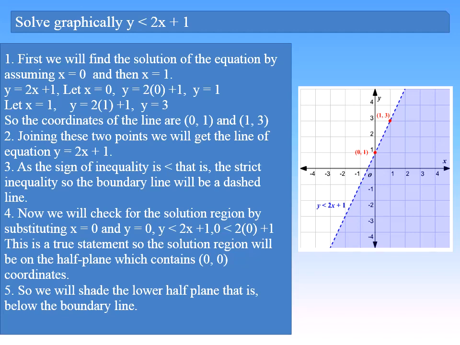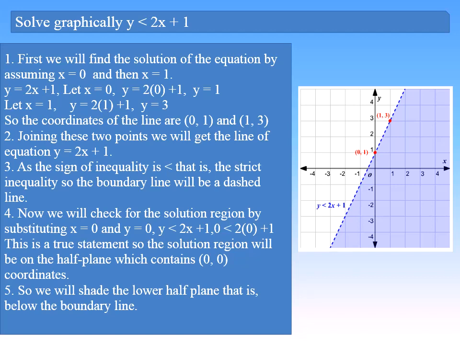Solve graphically y is less than 2x plus 1. First consider the inequality as equality. We can write y equal to 2x plus 1, and this is the equation of a straight line. We already know how to draw a straight line on any coordinate plane. So first draw the straight line. Now check, this straight line divides the plane into two parts. One is the lower half plane, another is the upper half plane.